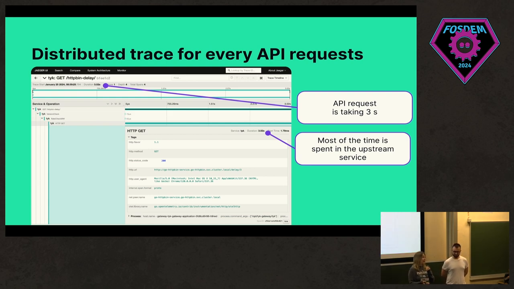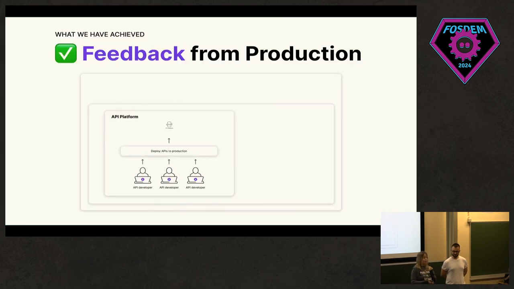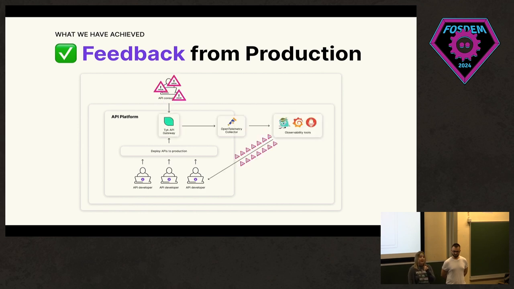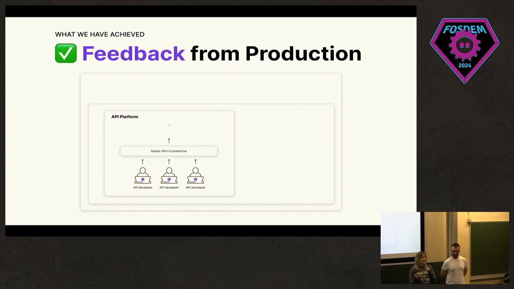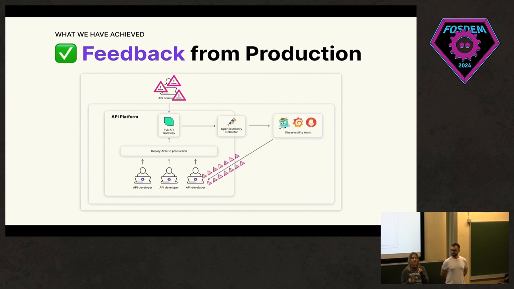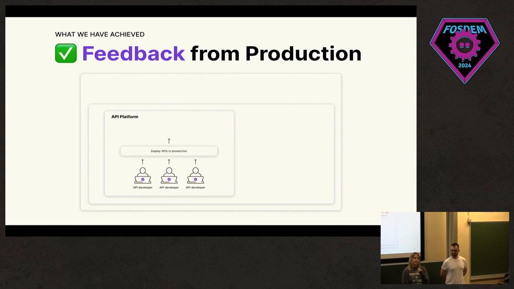And with that, we have now achieved feedback from production. So we have a healthy development lifecycle with a feedback loop between dev and ops. If there's an issue, then the ops team can report it, can take a look. So it's not only an error on a metric that goes up. It's really a trace where you understand where the problem is, which team needs to act on it. And it enables you to provide a better user experience and fix the issues earlier.